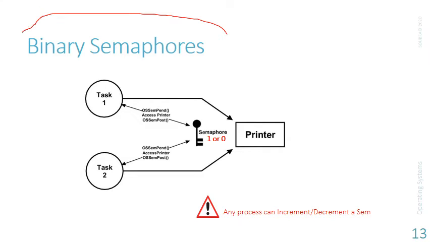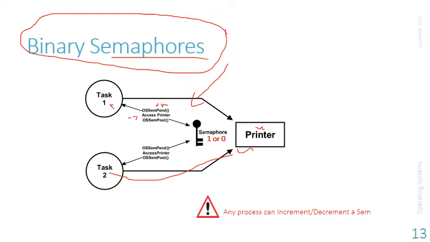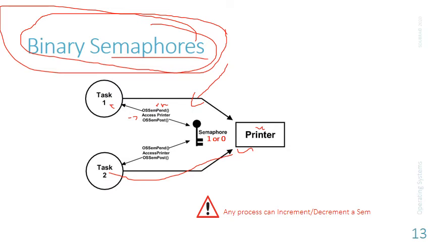Is this type of mechanism, or semaphore, more appropriate for mutual exclusion? Let's see. If this task is trying to access the printer, I'm going to check if the key is available. If it's available, I will be able to print. If not, I need to wait for it to become available. Maybe task number 2 is using it. So this one is way better to enforce mutual exclusion.